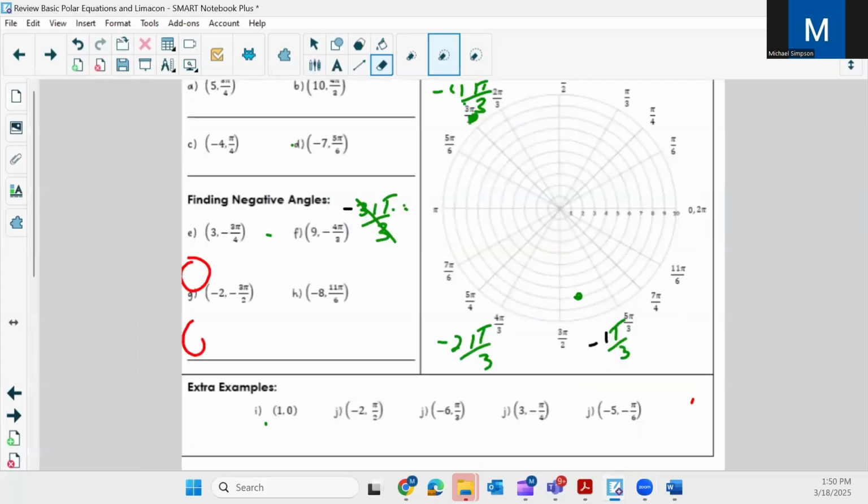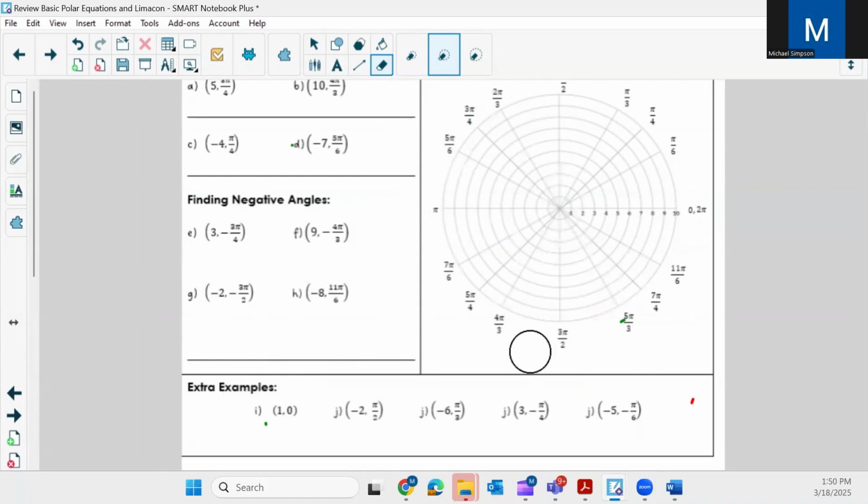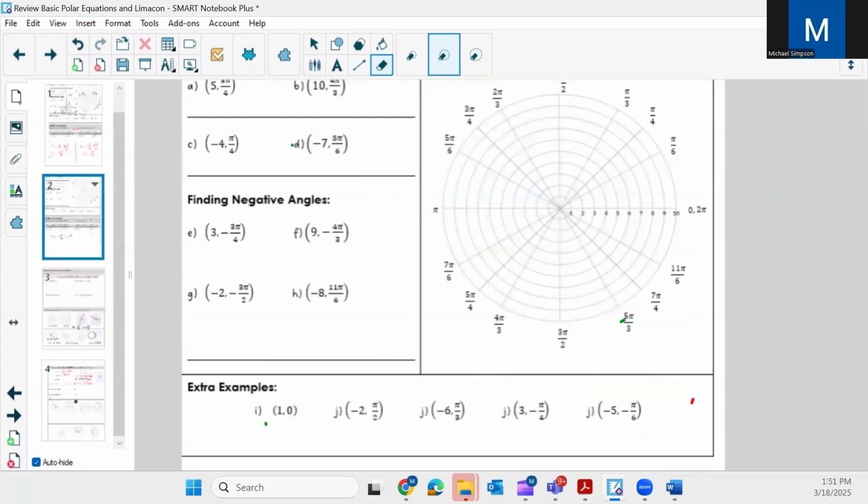Okay, all right. So we're doing polar coordinates, right? I'm recording, yeah. Okay, so let's go back and look at where we started off. And then we jump into today's lesson, okay?